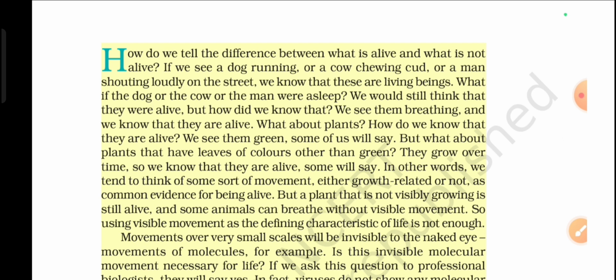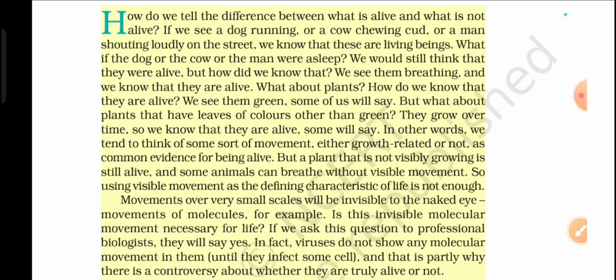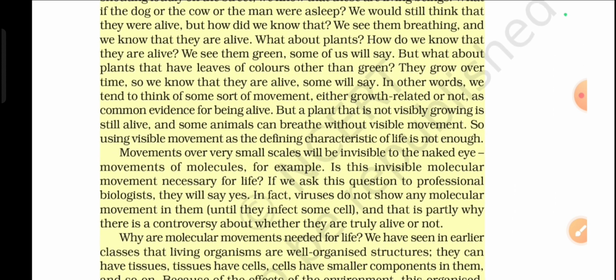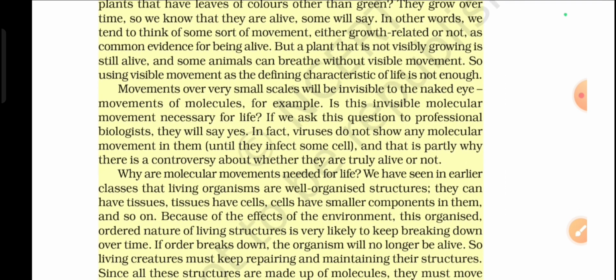In other words, we tend to think of some sort of movement, either growth related or not, as common evidence for being alive. But a plant that is not visibly growing is still alive, and some animals can breathe without visible movement. So using visible movement as the defining characteristic of life is not enough. Movements over very small scales will be invisible to the naked eye. Movements of molecules, for example. Is this invisible molecular movement necessary for life?